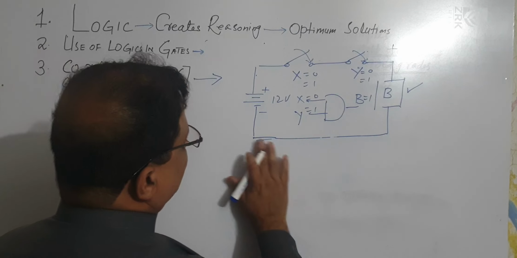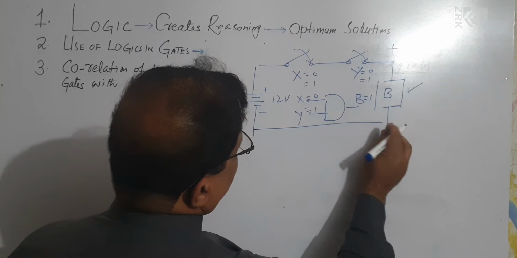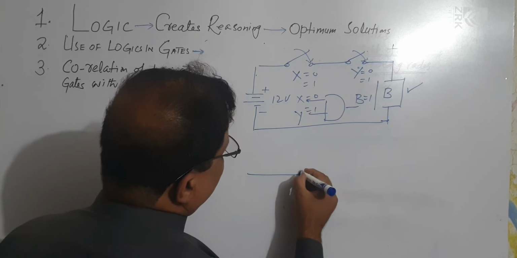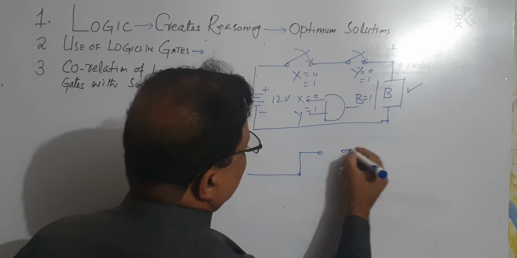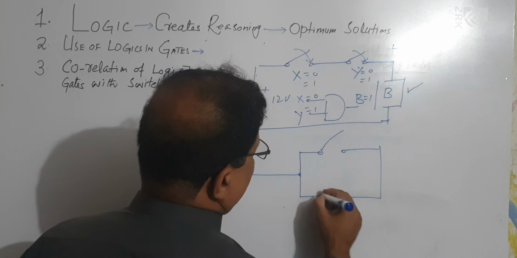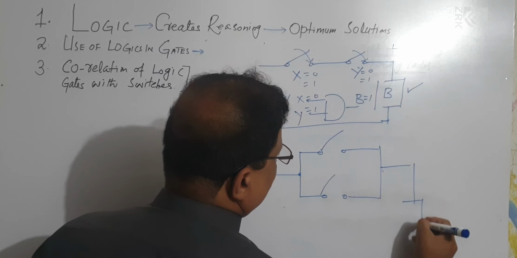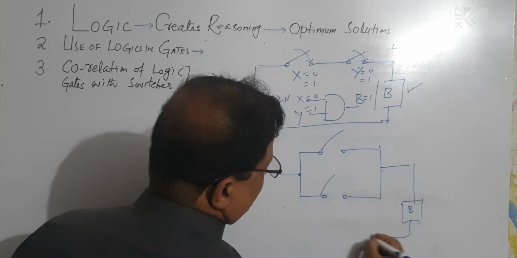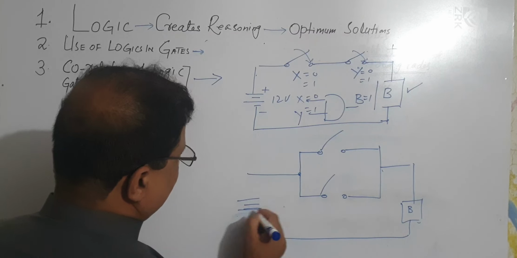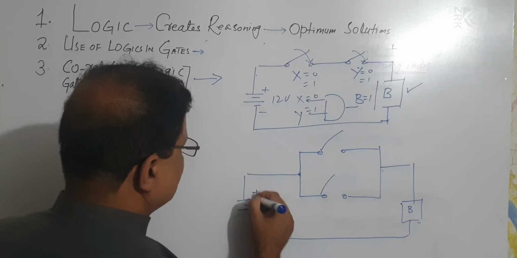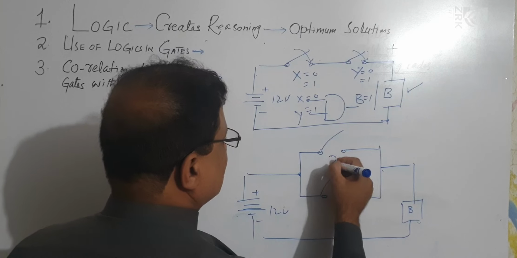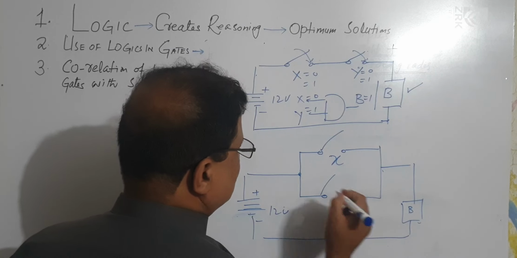Let me talk about the second type of circuit. The second type of circuit is two switches connected in parallel, not in series. So here you can see the two switches connected in parallel, and here is the bulb. Again this is a DC bulb which requires a 12 volt DC supply. This is positive, this is negative, 12 volt DC supply. Suppose I label this switch X and this switch Y.